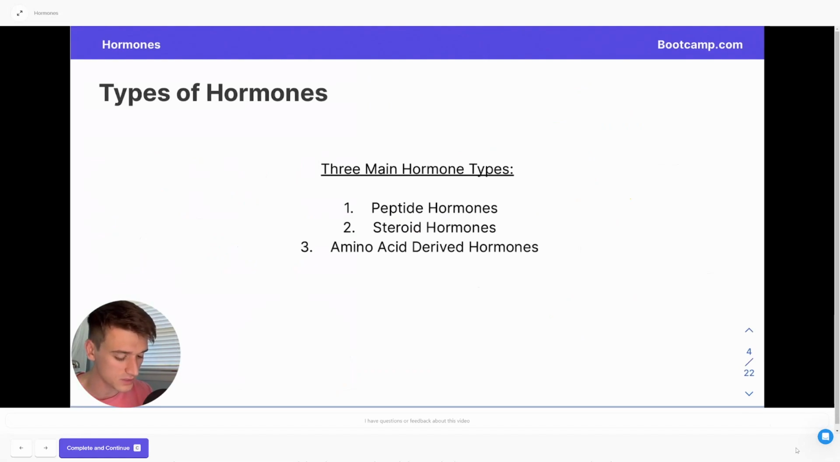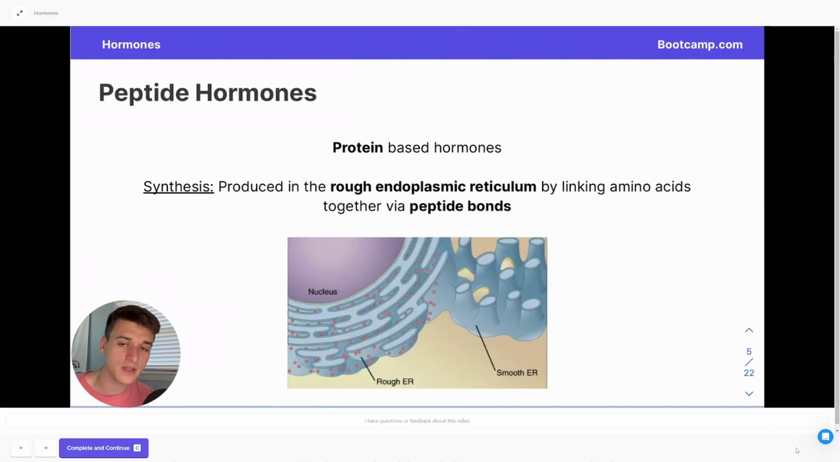The first one is known as peptide hormones. We also have steroid hormones and amino acid derived hormones. Now, when you think of peptide hormones, think proteins. P for peptide, P for proteins. These are protein-based hormones, meaning that they are made of polypeptides. Now, appropriately enough, the synthesis of these protein-based hormones occurs in the rough endoplasmic reticulum, which we can note right here. It sits just outside of the nucleus of a cell.